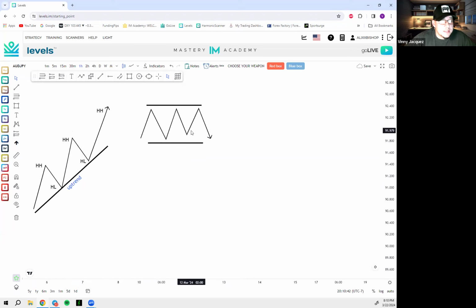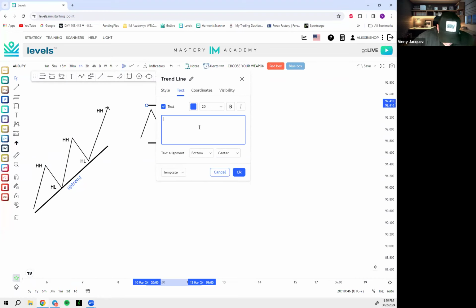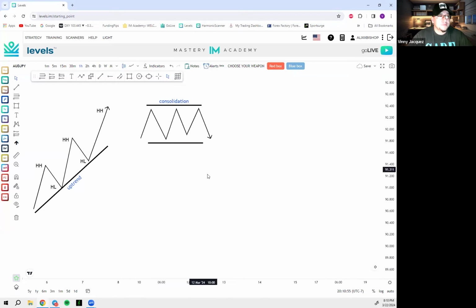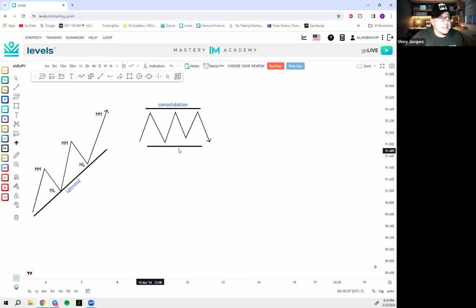We move sideways, and this is going to be called consolidation, right? Consolidation. Boom. When you guys see consolidation, you could think of this as money being built up. There's just money being built up inside of here, right?